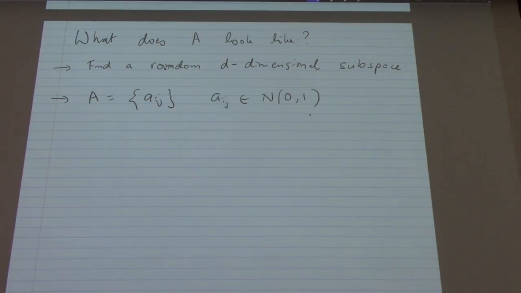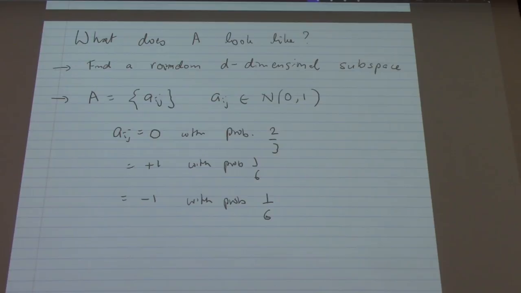You can do something even simpler. You can say that this matrix is very dense, and for a lot of operations you don't want a dense matrix. You can make this sparse. You can say that Aij is equal to zero with probability 2/3, and it's equal to plus 1 with probability 1/6, and minus 1 with probability 1/6, and even that's good enough. So you can nuke out 2/3 of the entries in your matrix, and you can just use plus 1s and minus 1s, not even a Gaussian. Still works.